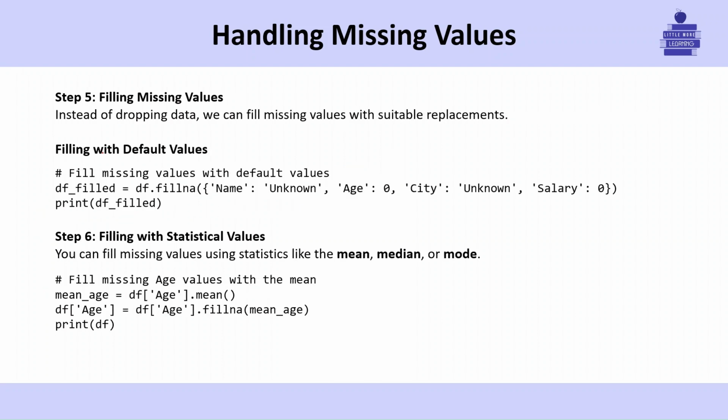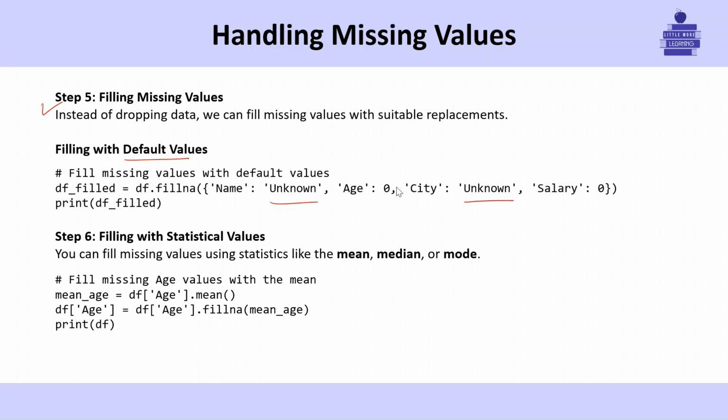Next, if there are very few missing values in your data, then you should consider filling up those missing values instead of dropping them. So you can fill them with default values, like you can write unknown, or you can write not applicable, or any other such thing that you can consider as a default value in your dataset can be written in place of missing values.